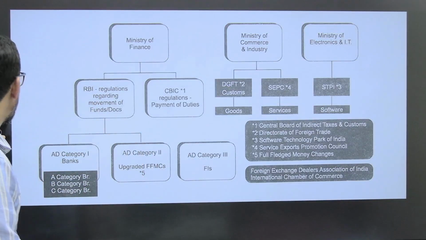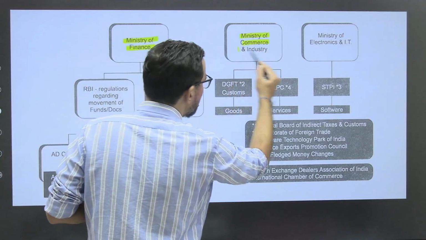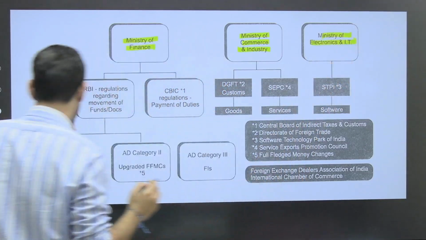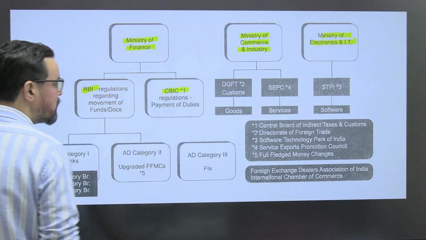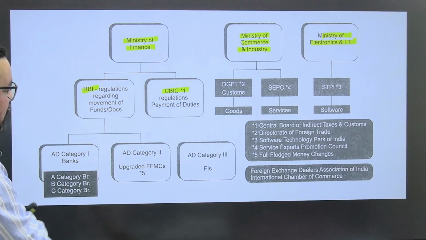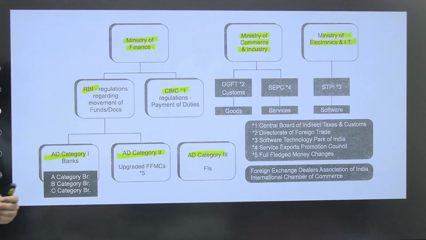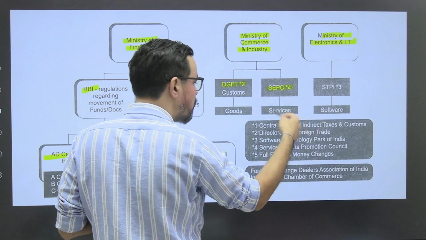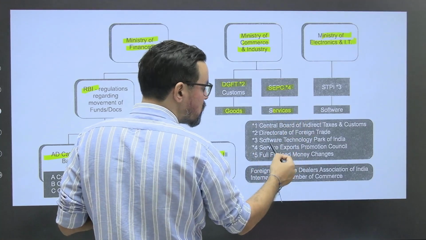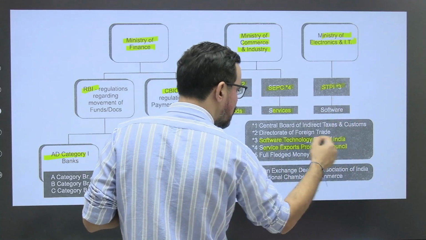अगर हम ट्रेड वाइज स्पेसिफिक बात करते हैं तो आपका तीन मिनिस्ट्रीज, मिनिस्ट्री ऑफ फाइनेंस, मिनिस्ट्री ऑफ कॉमर्स एंड इंडस्ट्री, मिनिस्ट्री ऑफ इलेक्ट्रॉनिक एंड आईटी. ठीक है, तो मिनिस्ट्री ऑफ फाइनेंस के अंदर आपका वी हैव आरबीआई, वी हैव सीबीआईसी. ठीक है, सीबीआईसी सेंट्रल बोर्ड ऑफ इनडायरेक्ट टैक्सेस एंड कस्टम. ठीक है, आरबीआई के अंदर वी हैव ऑथराइज्ड डीलर्स कैटेगरी 1, कैटेगरी 2 एंड कैटेगरी 3 एज वेल एज एफएफएमसीज. हियर वी हैव डीजीएफटी, आपका डायरेक्टर जनरल ऑफ फॉरेन ट्रेड. एसईपीसी फॉर सर्विसेज, आपका सर्विस एक्सपोर्ट प्रमोशन काउंसिल. एंड एसटीपीआई फॉर योर सॉफ्टवेयर टेक्नोलॉजी पार्क इन द कंट्री.